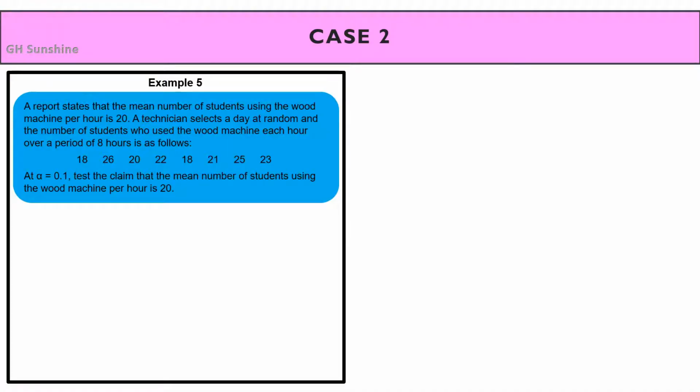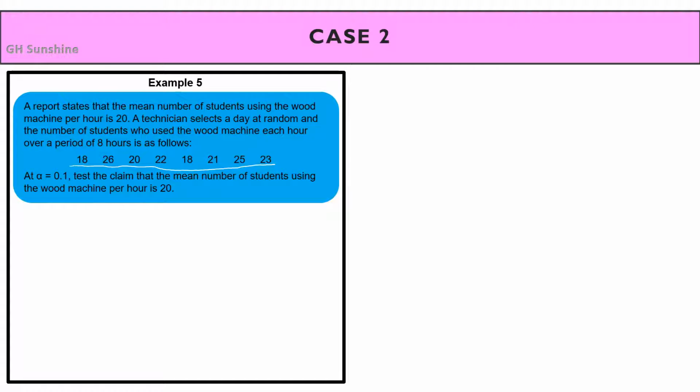Let's try example 5. A report states that the mean number of students using the wood machine per hour is 20. A technician selects a day at random, and the number of students who use the wood machine each hour over a period of 8 hours is as follows. At alpha equal to 0.1, test the claim that the mean number of students using the wood machine per hour is 20. So this one, given the data based on 8 samples. So first step, what you need to calculate is the sample mean and sample standard deviation.